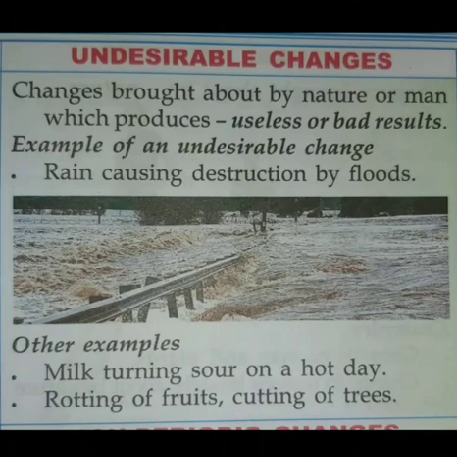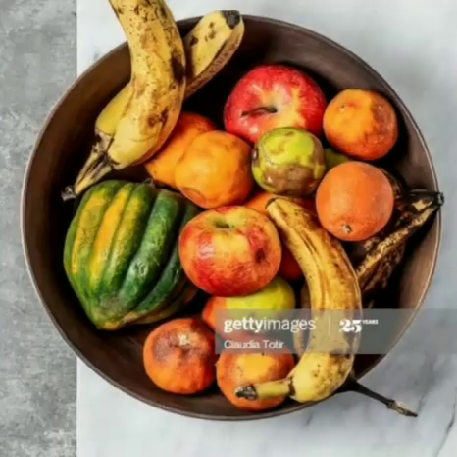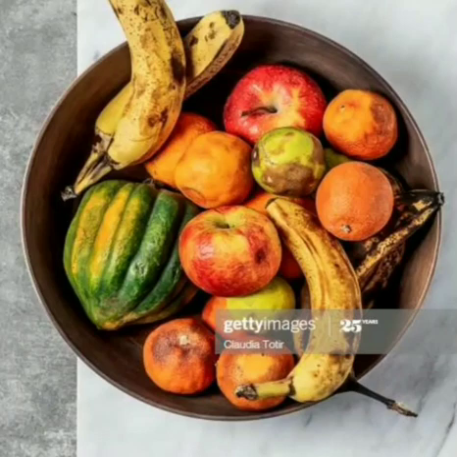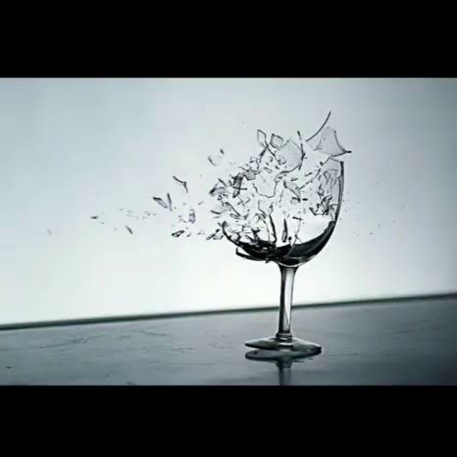This type of change is known as undesirable changes. For example, rotting of fruits. These are examples of undesirable changes, because after rotting the fruits will not be useful for human beings. Or breaking of glass: after breaking, the glass cannot be useful for humans. So these are the examples of undesirable changes.